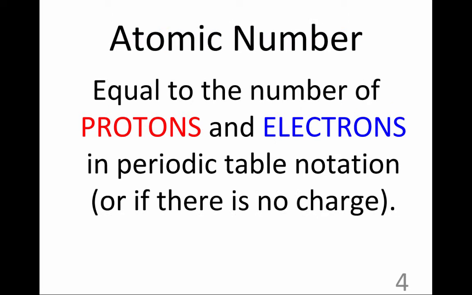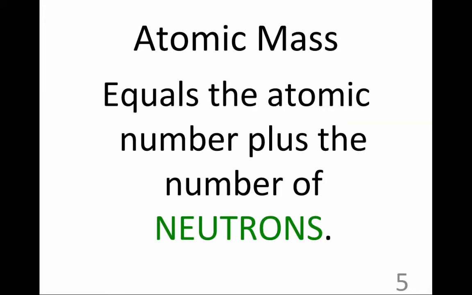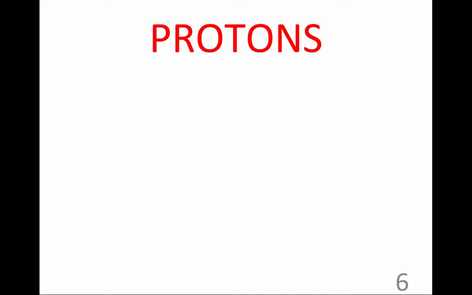So let's talk about those things. The atomic number is equal to the number of protons and electrons in periodic table notation, or if there's no charge. The atomic mass equals the atomic number plus the number of neutrons. So how do we find the number of protons, neutrons, and electrons? That's our goal of the day, finding the numbers of protons, neutrons, and electrons from what we're given, the atomic numbers and the atomic mass.